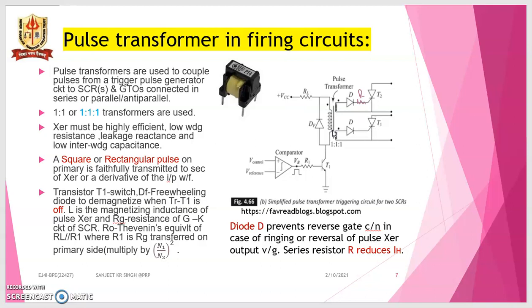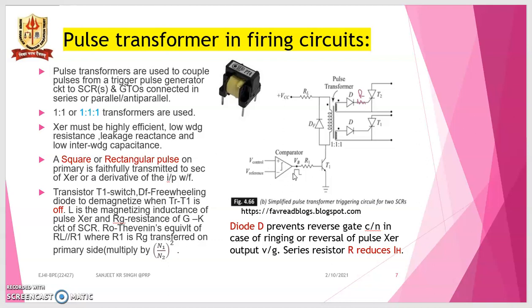Here the transformer is 1:1. It could be 1:1:1, meaning the number of turns on the primary will be the same as on the secondary, or it could be 2:1:1, meaning the number of primary turns will be double that of the two secondaries. Generally 1:1:1 is used, and such transformers have high efficiency and low winding resistance, leakage reactance and lower interwinding capacitance, because these are the major sources of losses.